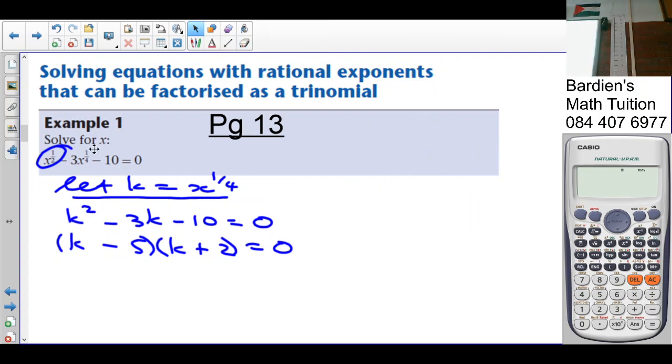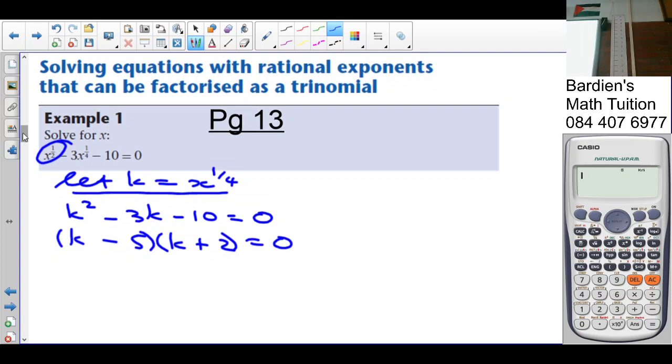So it becomes k squared minus 3k minus 10 is equal to 0, which is your trinomial. We factorize the trinomial. So what do we say now? You can say that k minus 5 is equal to 0, so k is equal to 5, or k plus 2 is equal to 0, so k is equal to negative 2. But what is k? x to the quarter.